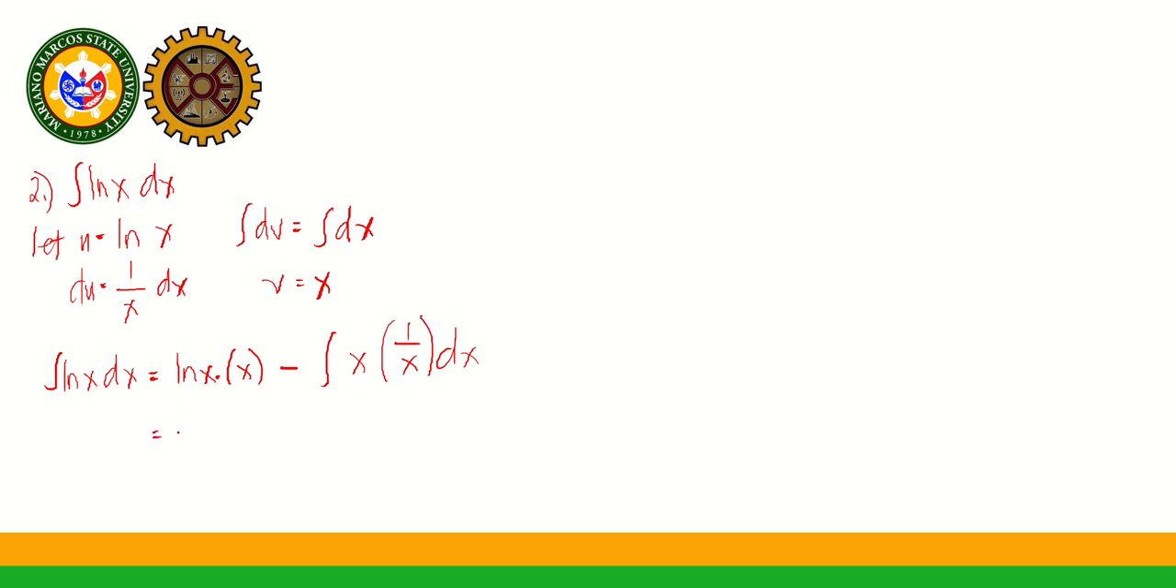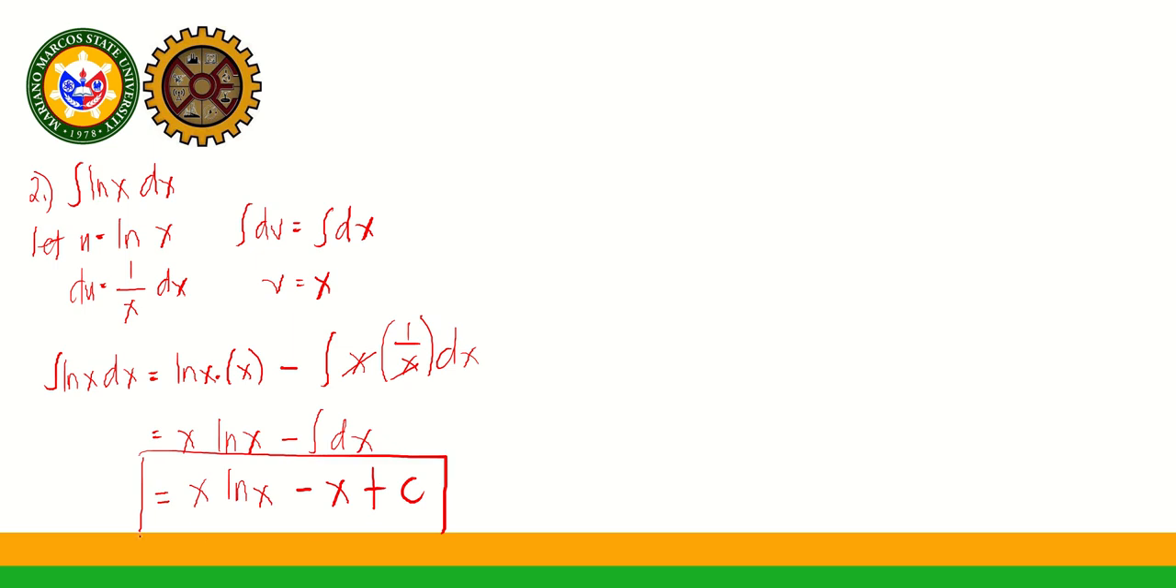So, simplifying, we have x ln x, not ln x squared. x is a different function from ln x. Okay. So, this will be equal to x ln x. So, we can cancel this one, minus the integral of dx. So, this will be equal to x ln x minus x. Okay. And then don't forget our plus c. So this is the final answer for example number 2.